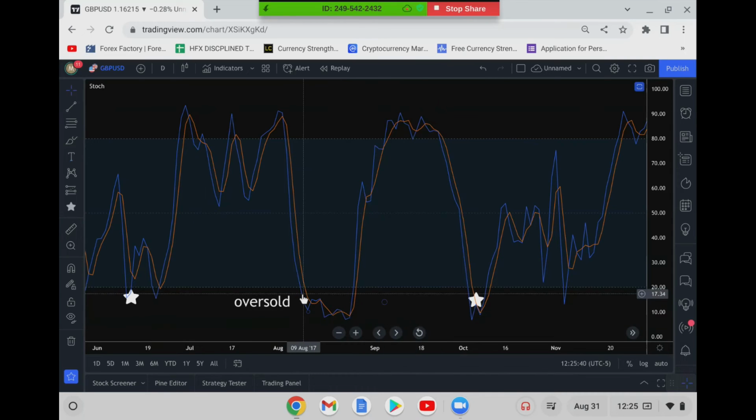Right, we have price, our blue line, crossing below into our oversold region. It kind of plays around there. And then finally, we first get price to cross above our orange signal line. But after we get price to cross above our orange signal line, it also crosses back above our oversold region.